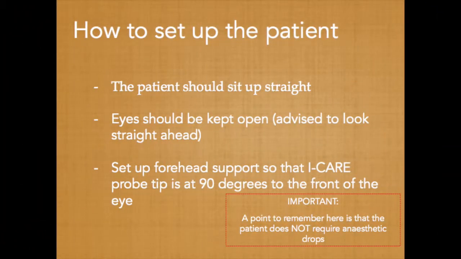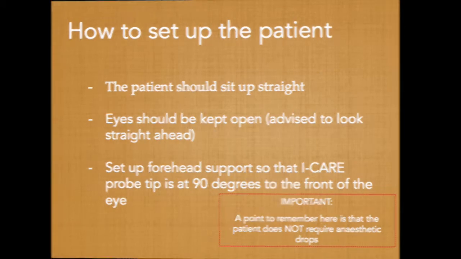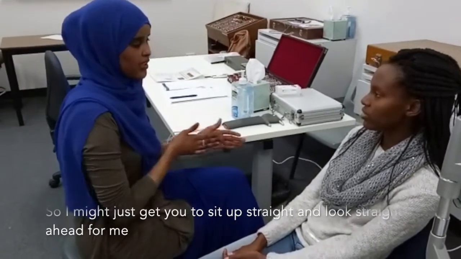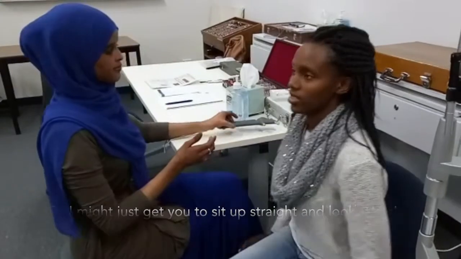In order to take an accurate measurement, the patient should be set up as follows. They should sit up straight with their eyes kept open and advised to look straight ahead. The clinician should then set up the forehead support so that the I-CARE probe tip is at 90 degrees to the front of the eye. It is also important to remember here that the patient does not require anesthetic drops due to the quick and painless nature of the I-CARE tonometer. I'm going to just get you to sit up straight and look straight ahead for me.